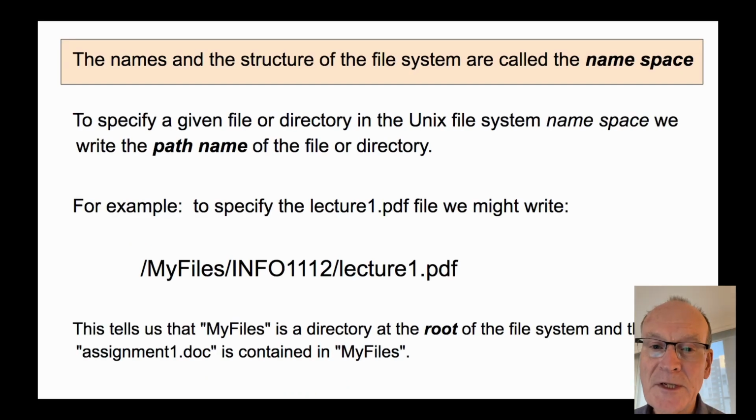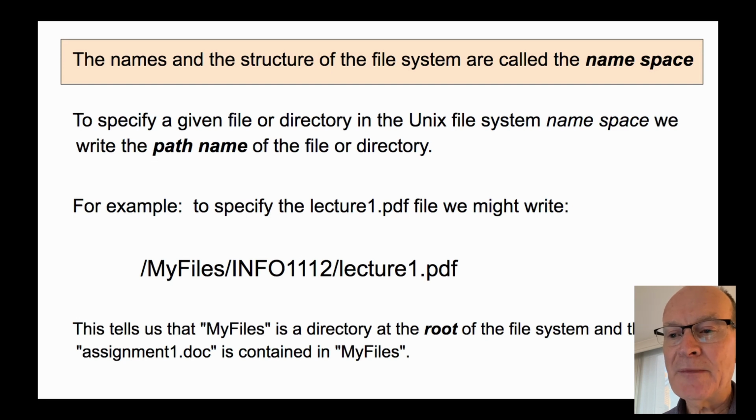Now, all these names of directories and file names in the file system are often called the namespace. And I'd like to use that name in this course to refer to names in the file system. It's the data structure that tells us where to find a file, in which folder, and in which subfolder, and the actual name of the file.